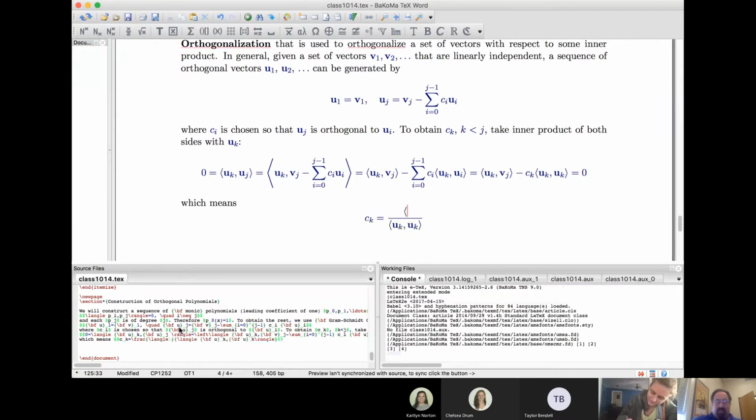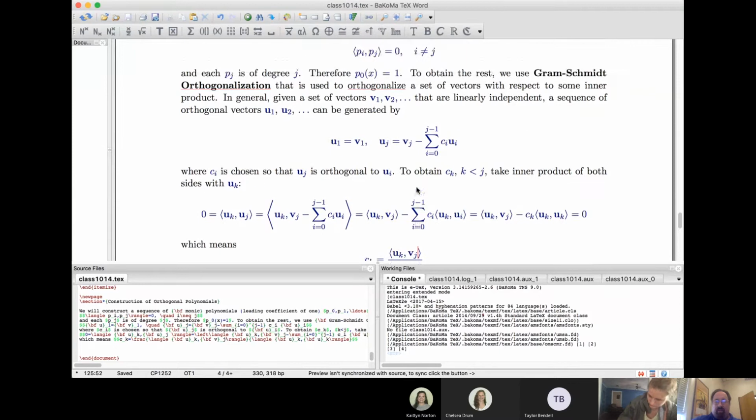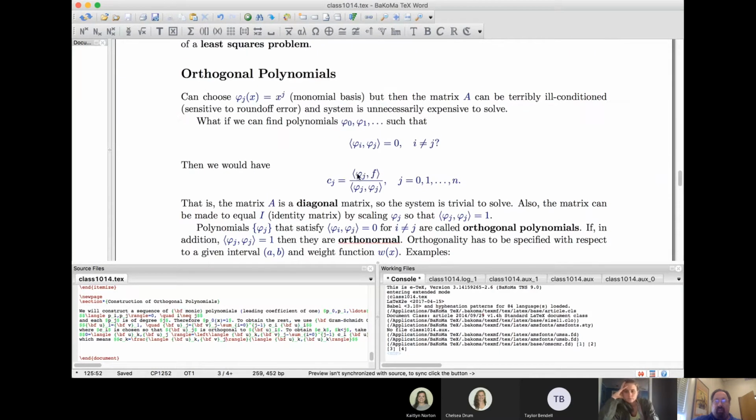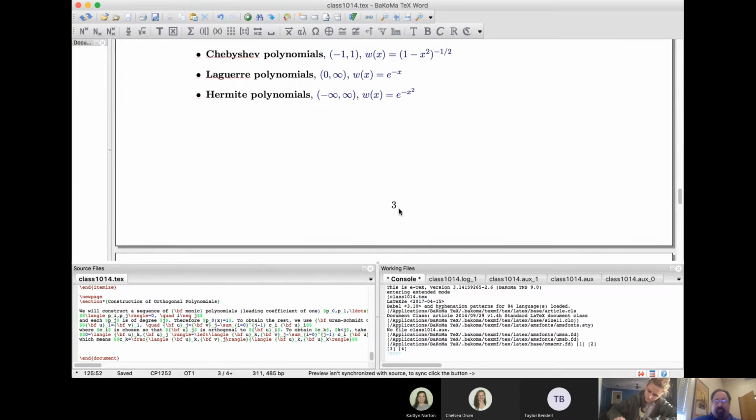All right. Okay. Now we have uk, vj over uk, uk. And now this, we've actually seen this formula already from Monday. I'll just scroll up to that real quick. Yeah, this formula right here, it's the same idea, where the phi's are orthogonal, and you're trying to express f as a linear combination of them. So it works out to be the same kind of formula.